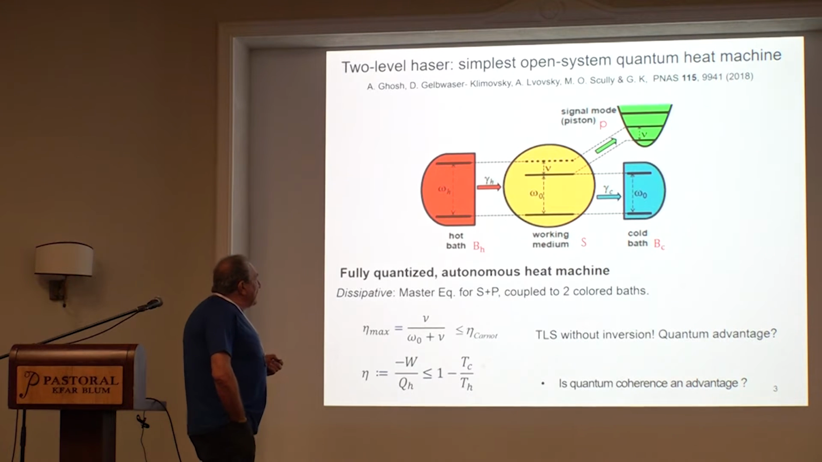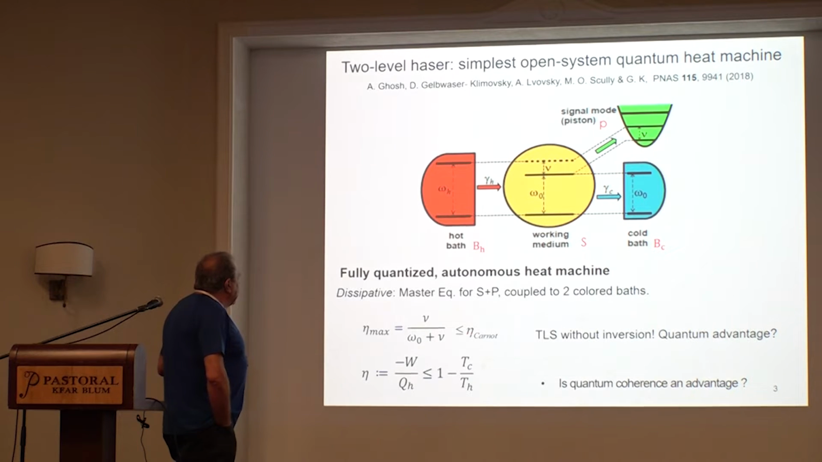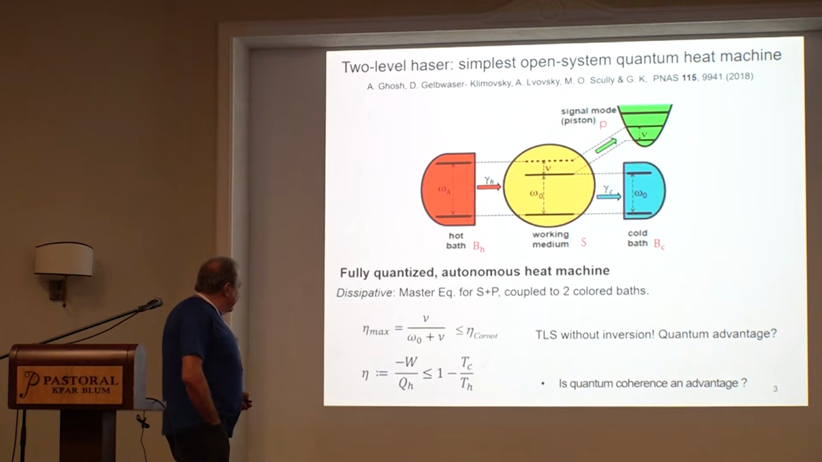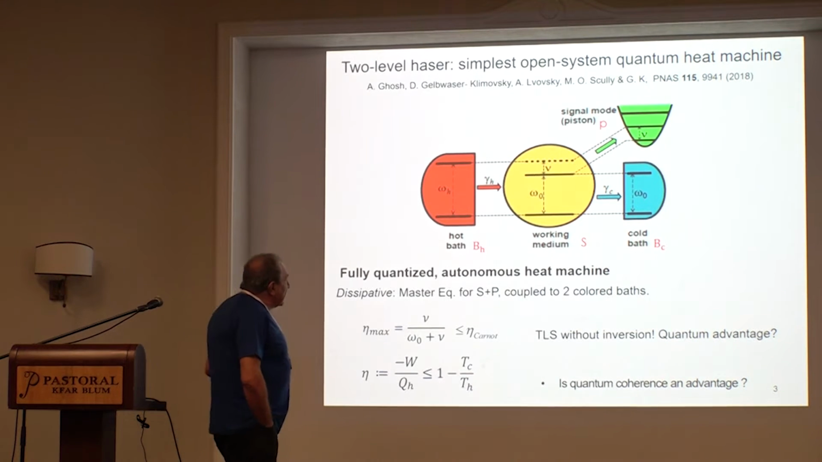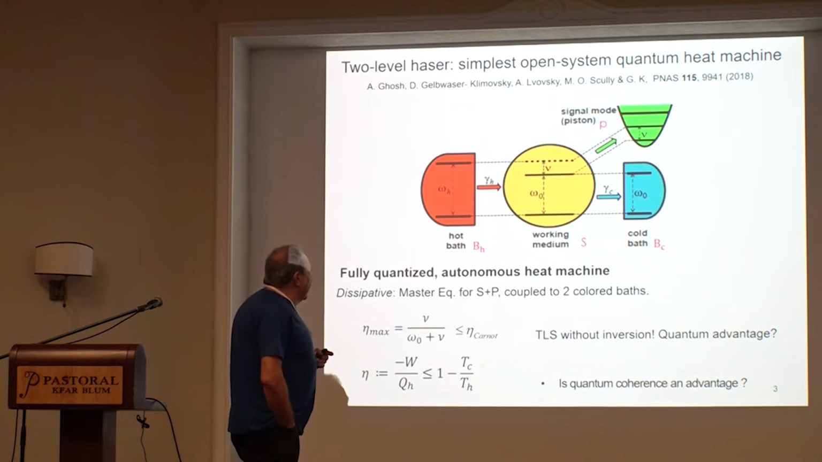Now, this obviously obeys the laws of thermodynamics if you analyze this, and this means that the maximum efficiency you can get is bounded by 1 minus the cold bath temperature over the hot bath temperature. And it is even lower than that because the actual efficiency is the ratio of the output frequency to the input frequency. And the question is whether there is still any quantum advantage in such a device.